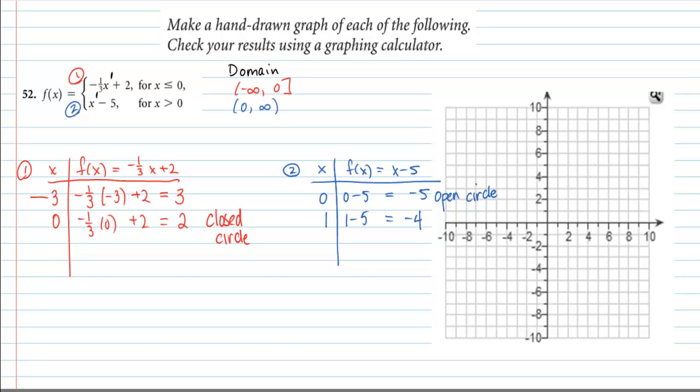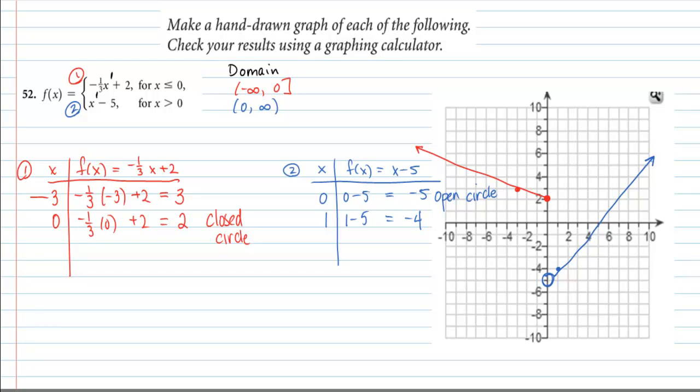So let's put this on a graph. So first, let's take a look at the first function. I have the points negative 3, 3. And 0, 2. And that 0, 2 is a closed circle. And I'm not going to go past the y-axis. For the second function, I have the ordered pair of 0, negative 5. That's an open circle. It's going to go through the point 1, negative 4. And it's going to go on forever.